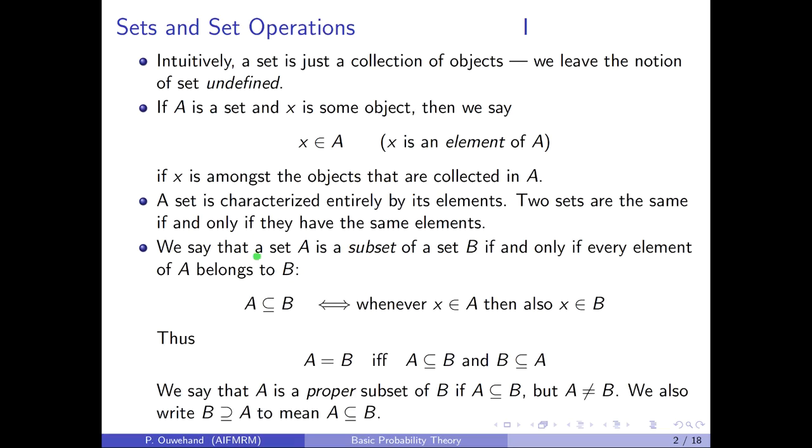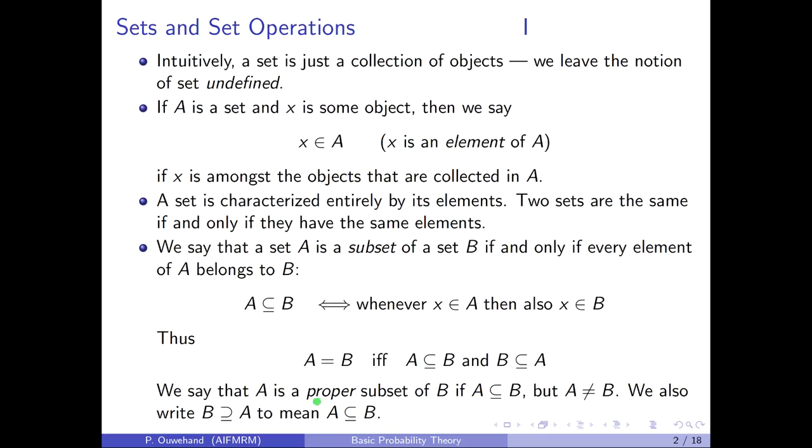We say that a set A is a subset of a set B if and only if every element of A also belongs to B. And we write A subset of B as follows. And A is a subset of B if and only if, whenever X belongs to A, then X belongs to B. In particular, two sets A and B are equal if and only if they are subsets of each other. In other words, if and only if A is a subset of B and B is a subset of A.